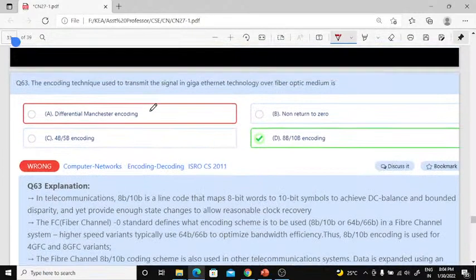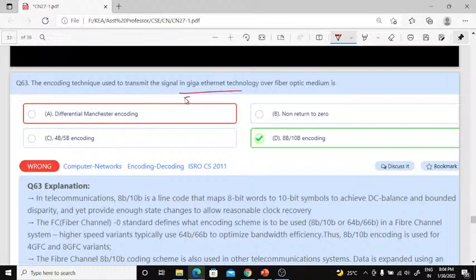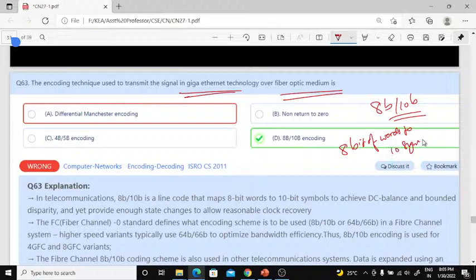The encoding technique used to transmit the signal in Gigabit Ethernet technology over the fiber optic medium is 8B/10B. It is a line code that maps 8-bit words to 10-bit symbols. 8B/10B encoding.